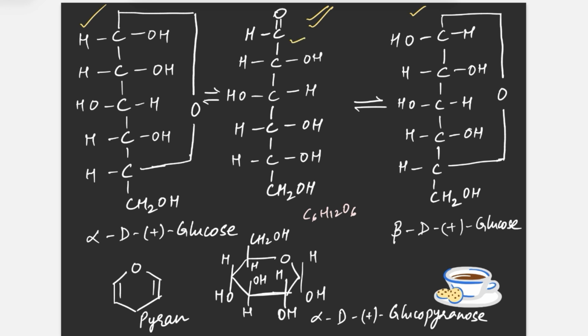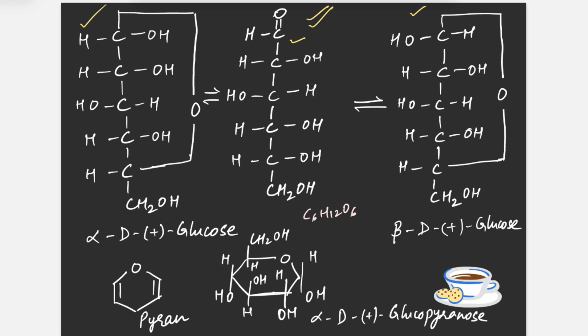The CHO group present in glucose, in spite of having this CHO group, glucose does not show the reactions which are characteristic of the CHO group. Glucose does not give Schiff's test, no hydrogen sulfide addition product is formed, and the pentacetate of glucose does not react with hydroxylamine. So it shows that the CHO group present in glucose is not free.